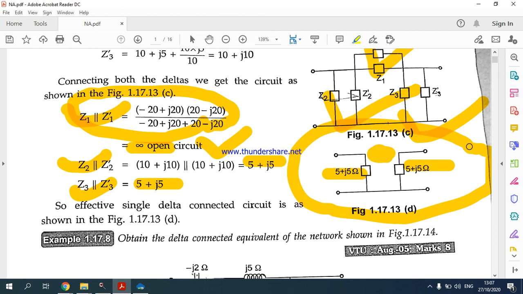If you solve many problems, then only you will get a clear idea, else you will not understand anything.